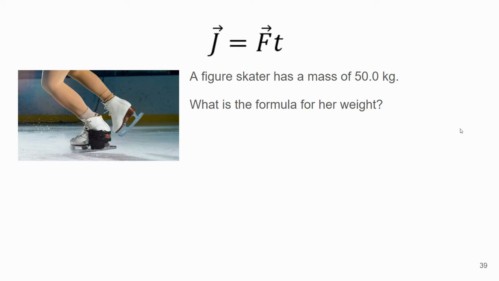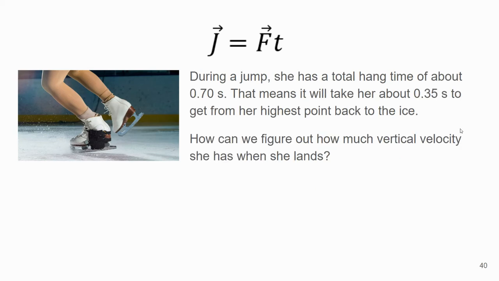So a figure skater has a mass of 50 kilograms. What is the formula for her weight? Well, you might remember the formula for weight is F sub g equals mg. So we plug in for m, we plug in for little g, and we get F sub g, which means weight, is equal to 490 newtons.